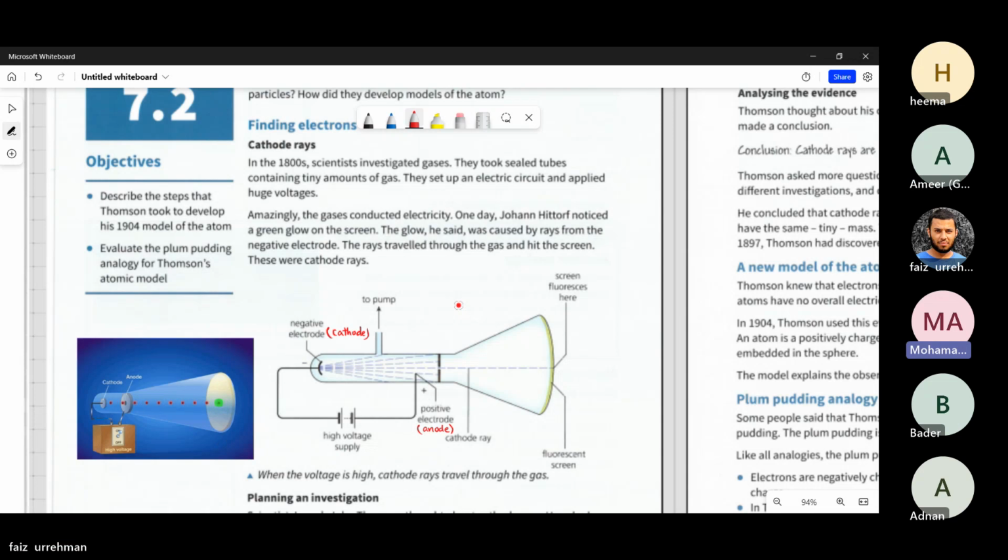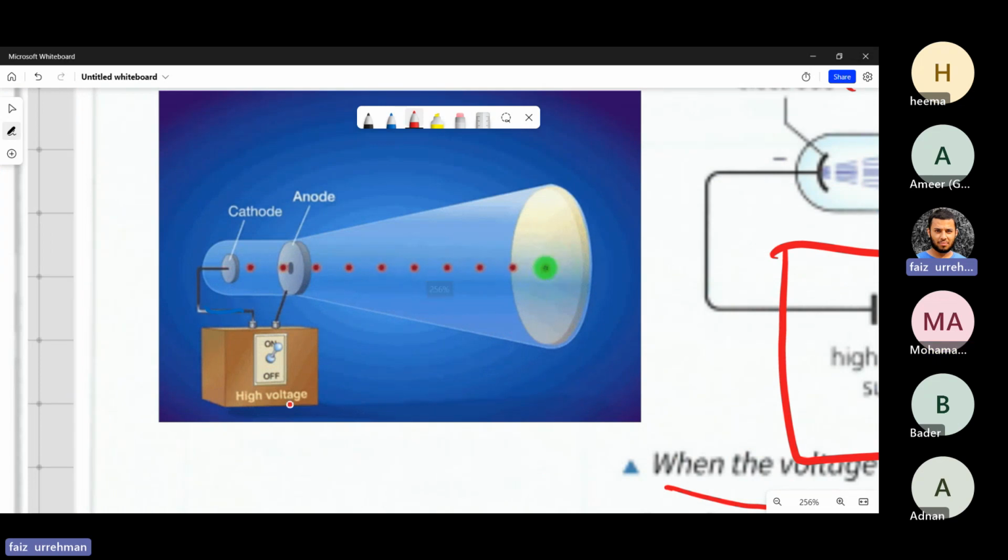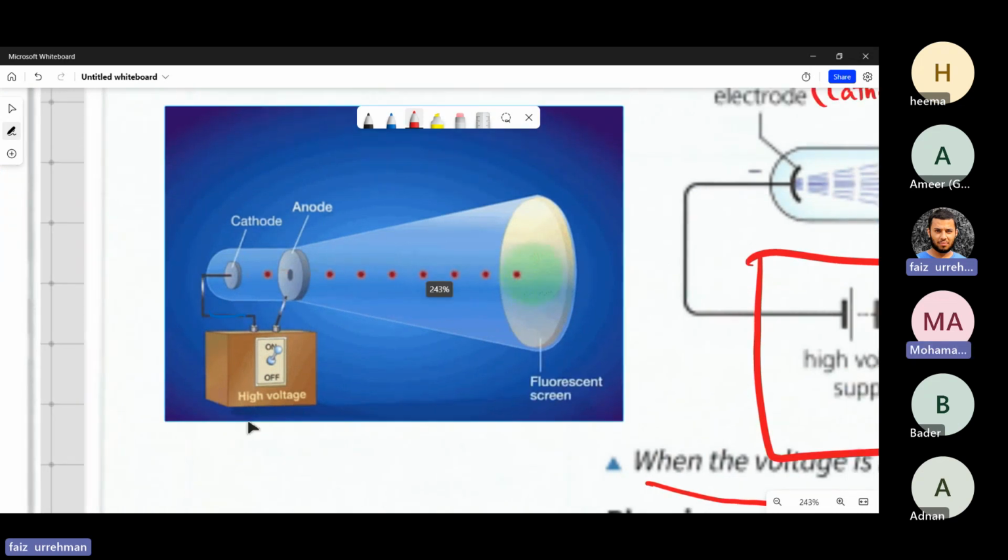So now let's proceed. What do they say? When the voltage is high, the cathode rays travel through the gas. The voltage has to be very high. This experiment cannot work in a low voltage supply. Okay, look at even the GIF. It's very high voltage. It has to be very high.